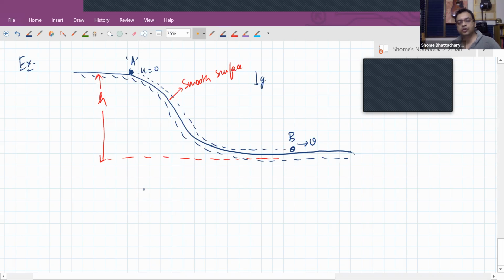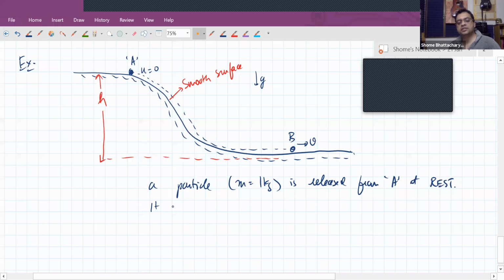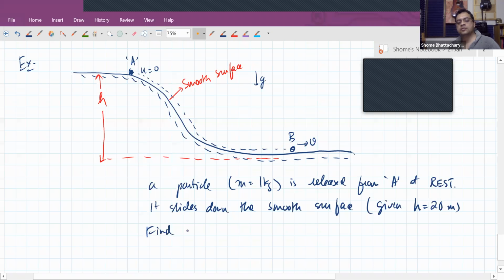So a particle, let's say of mass 1 kilogram, is released from A at rest. It slides down the smooth surface. Suppose that h is equal to 20 meters. We want to find, first of all, the work done by each of the forces acting on it.